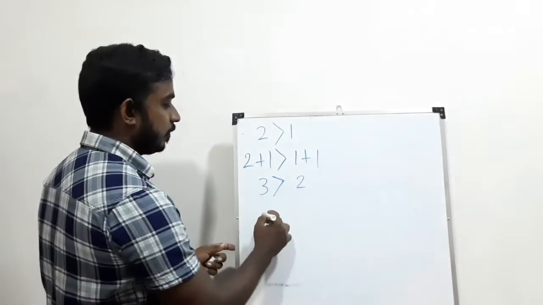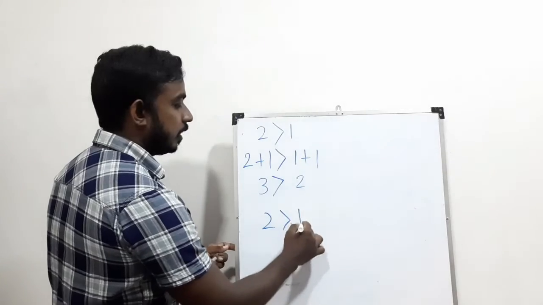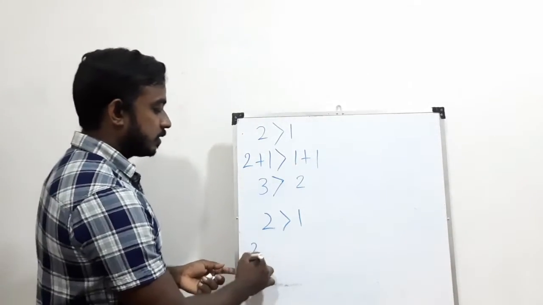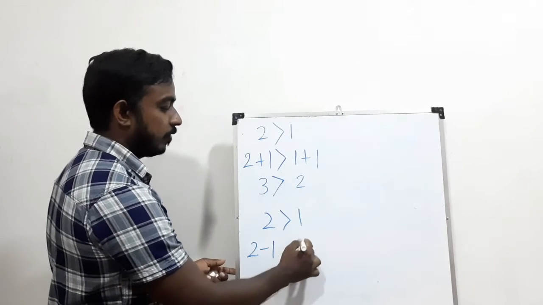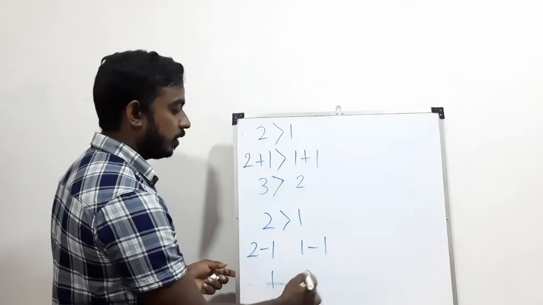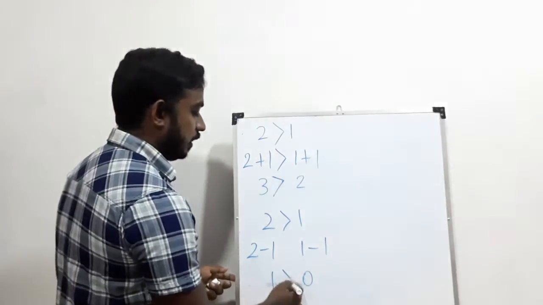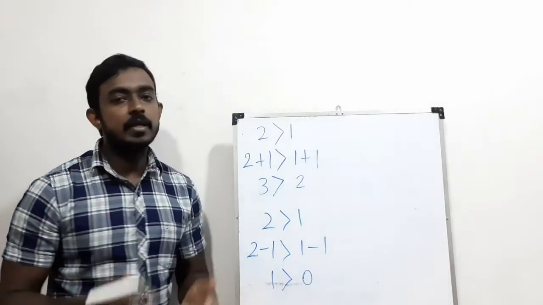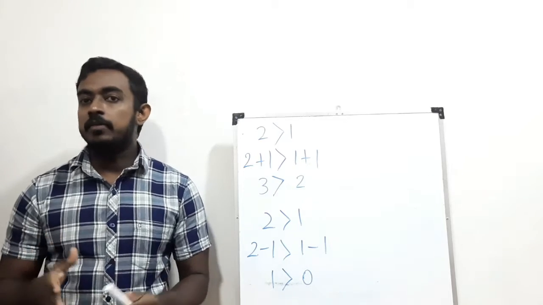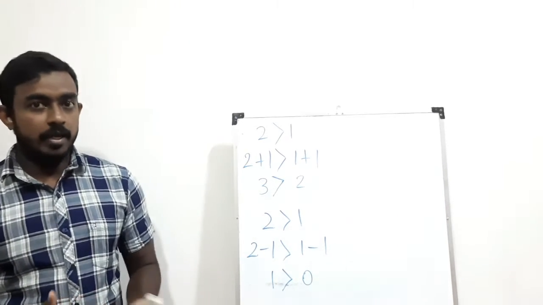Now let us see, if I subtract a positive integer from this inequality, if I subtract 1 from 2 and 1 from 1, then it will be 1 and 0. Does the inequality mark change? No, it does not change. Therefore, we can say that the inequality mark does not change when we subtract a positive integer from an inequality.